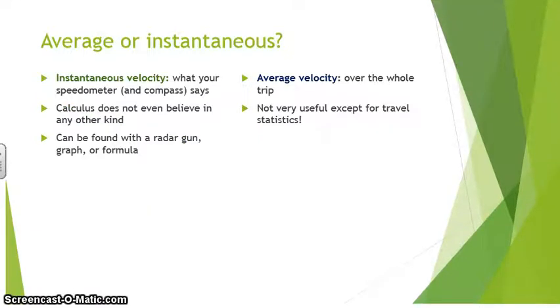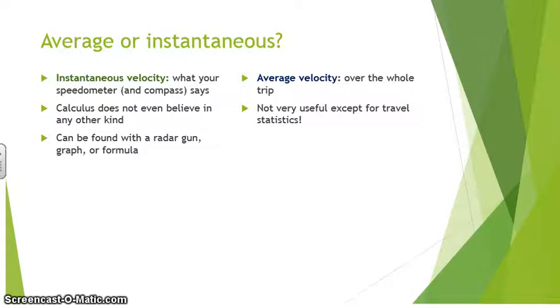Quick check-in. Velocity actually comes in 2 kinds, average or instantaneous. Instantaneous velocity is the one we want. It's what your speedometer says. You are going 45 miles per hour. That's great, only the speed limit is 25. Slow down. It is exactly what you're doing right now. It's the rate of change of your position, where you're going. Calculus doesn't believe in any other kind.